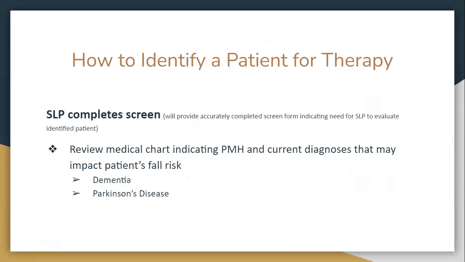Once a patient has been referred to the therapy department, I will then do a screen for the patient for speech therapy. When I'm doing a screen for a patient, I will review their medical chart and I will indicate their past medical history, noting their diagnoses. And this will tell me if there are any diagnoses that could possibly place a patient at a higher risk for falling. Some of those diagnoses include dementia and Parkinson's disease.